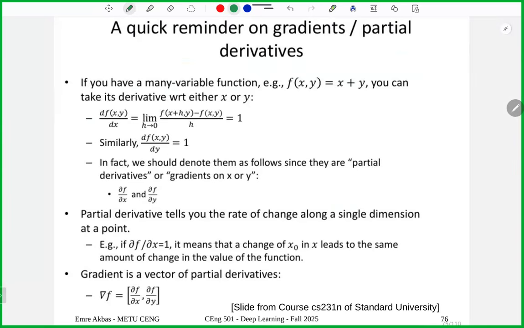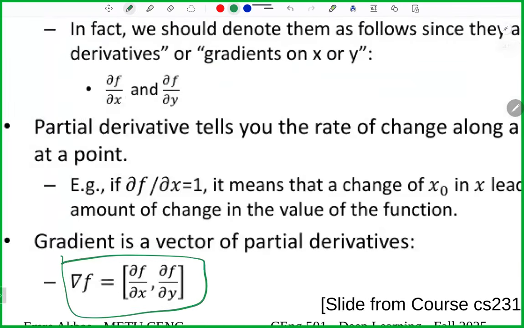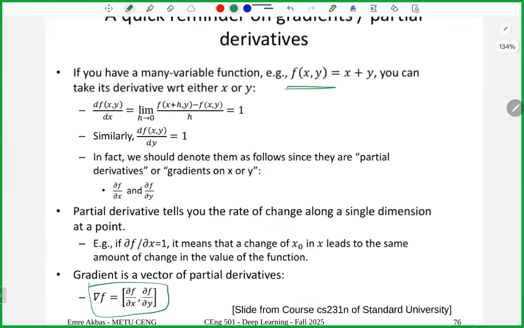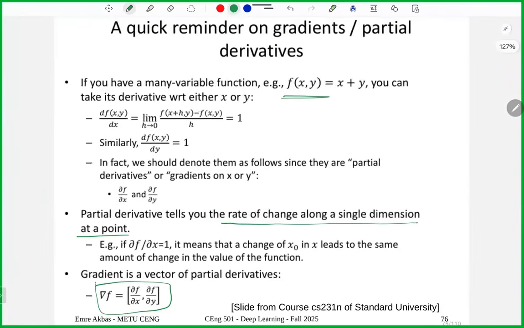If your function has multiple variables like this, f of x comma y, then we don't talk about derivatives, we talk about gradients. And gradient is the vector of partial derivatives. So the partial of f with respect to x, partial of f with respect to y. Partial derivative tells you the rate of change along a single dimension at a point. These are all from your calculus classes, quick reminders.